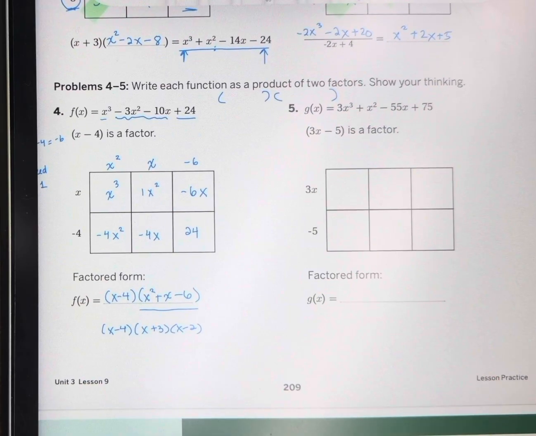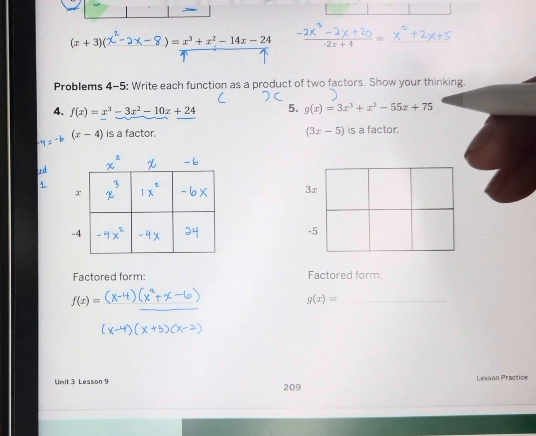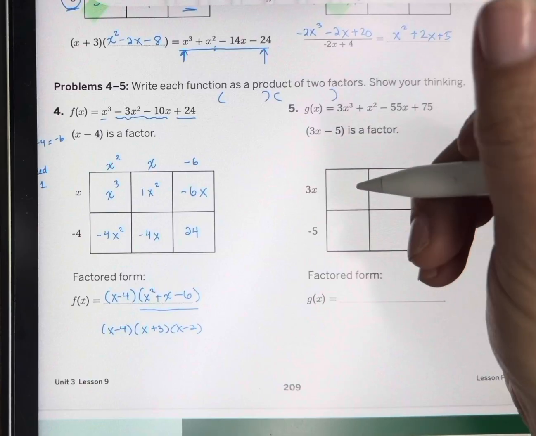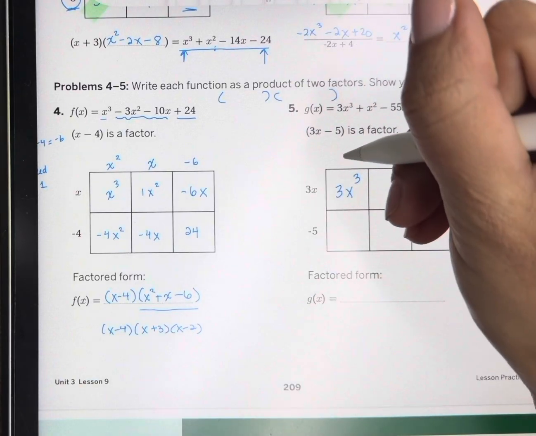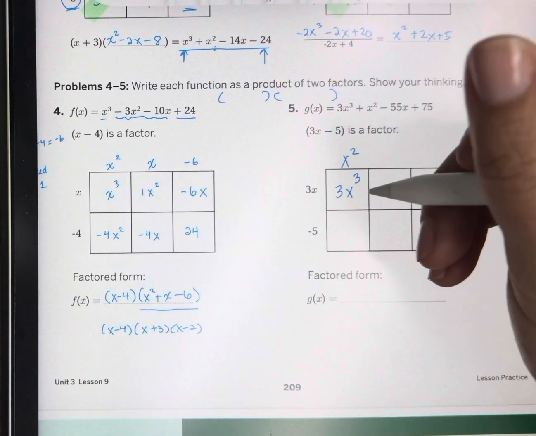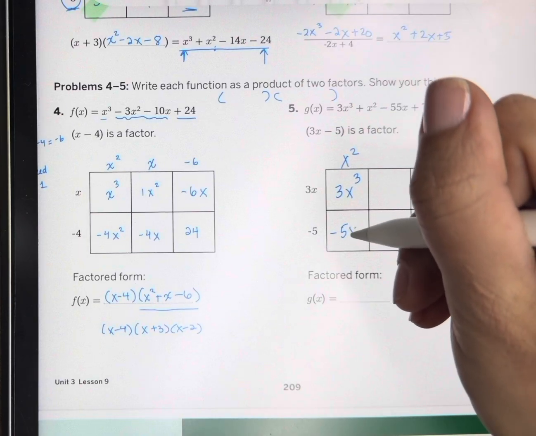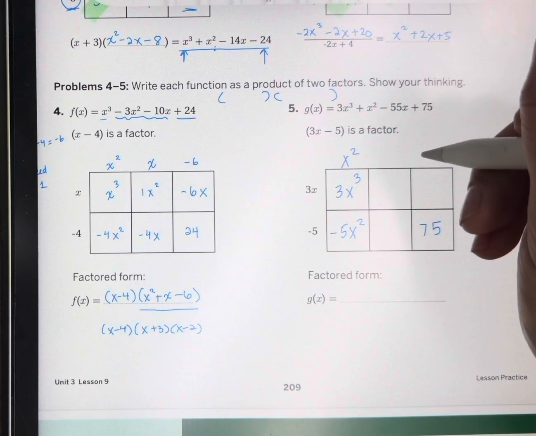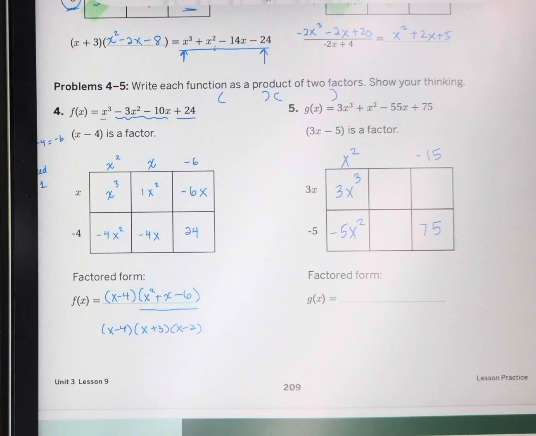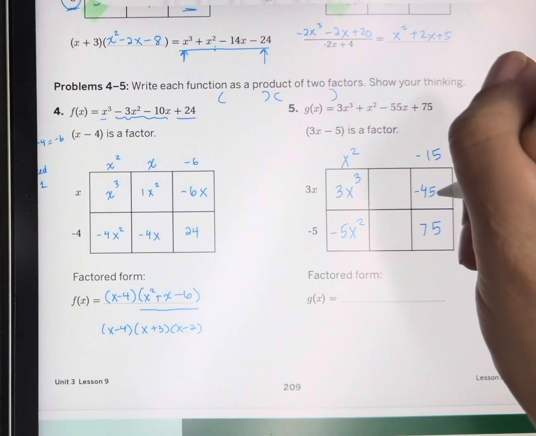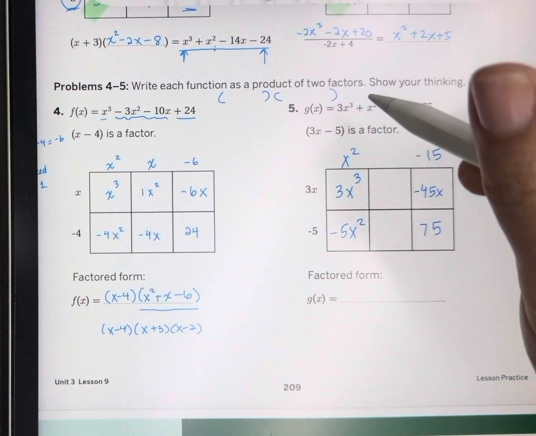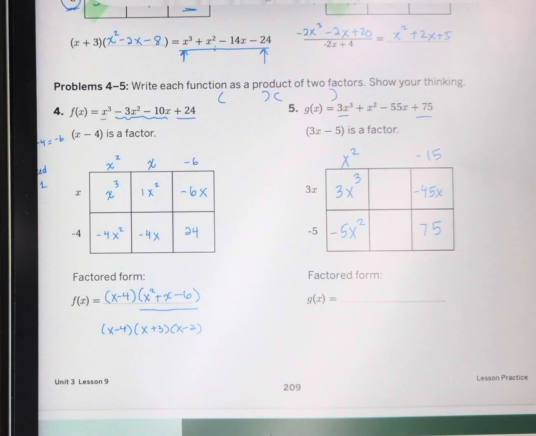Okay, here I am trying to divide this guy by that guy. So I'll put the first one in the first box and I'll put the last one in the last box and I get to work. There's already a 3. I only need an x squared right there to achieve that, which makes this a negative 5x squared. And if this is negative 5, then this is negative 15. Again, remember, 75 divided by negative 5 will get you the answer. And then negative 15 times 3x is negative 45x.